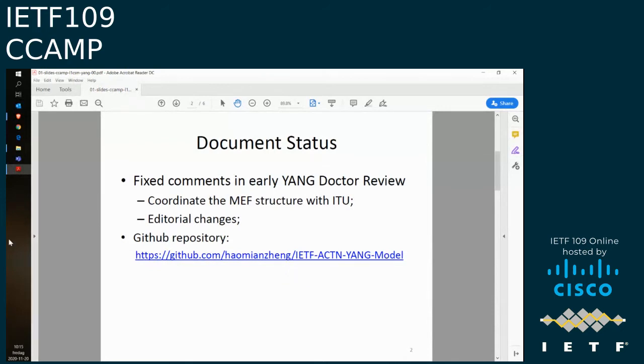This is the work we have updated after our interim in September. The main work is to fix the comments from the early Young Doctor review, and we are mainly addressing one comment, especially on the coordination between the MEF structure and the ITU UNI stubs. We also made some editorial changes in the draft and text description. The Young model can be found in the GitHub repository, and there are still an open issue list and pull requests being worked on. Next, please.